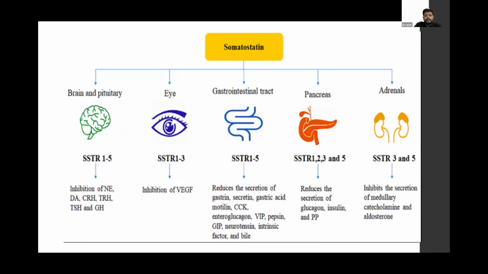For the gastrointestinal tract, it reduces the secretion of gastrin, secretin, gastric acid, motilin, cholecystokinin, VIP, pepsin, GIP, intrinsic factor, and bile. For the pancreas, it reduces the secretion of glucagon, insulin, and PP. And for the adrenals, it acts on the SSTR3 and 5 receptors and inhibits the secretion of medullary catecholamines and aldosterone.